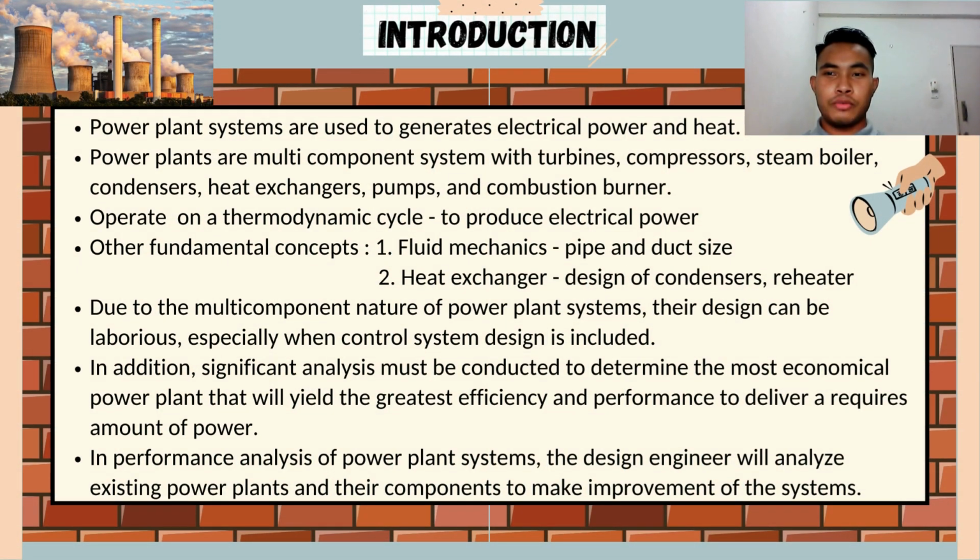I will start our video with an introduction and the basic principle of the system. Power plant systems are used to generate electrical power and heat. Power plants are multi-component systems with turbines, compressors, steam boiler, condensers, heat exchanger, pumps, and combustion burner. Each operates on a thermodynamic cycle to produce electrical power. Other fundamental concepts that we need to know are fluid mechanics, which is for the pipe and duct size.